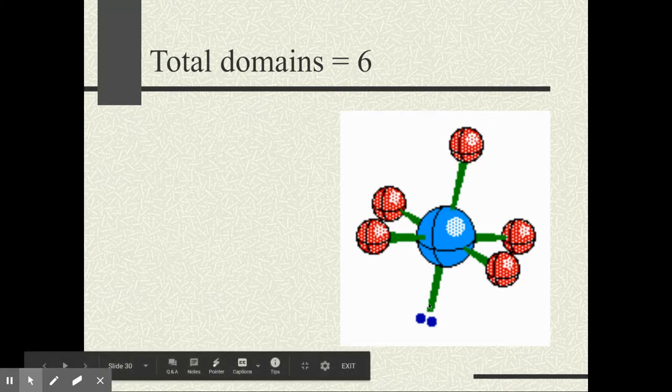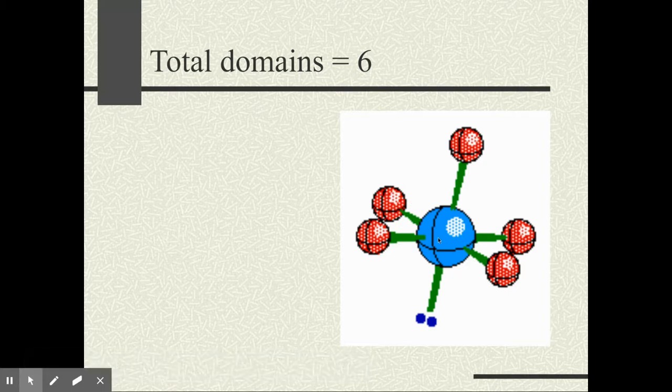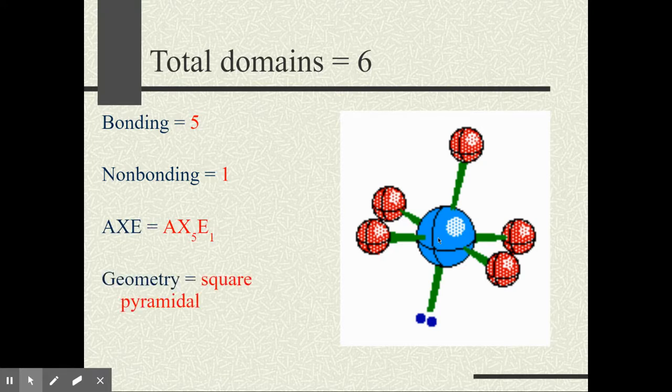Okay, now when you have 6 domains, you take it off the top and the bottom, the axial positions. So I'm taking it off the top. You can see we still have the square planar here, and then we have the bottom one here. This one is called AX5E1, and it's called a square pyramidal structure. Bond angle still 90.